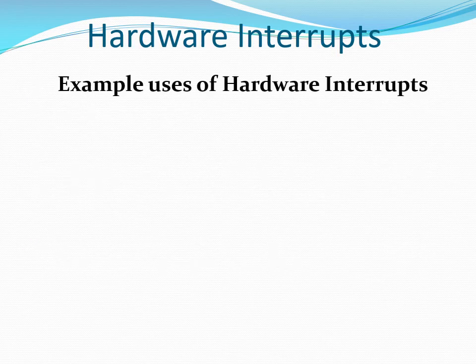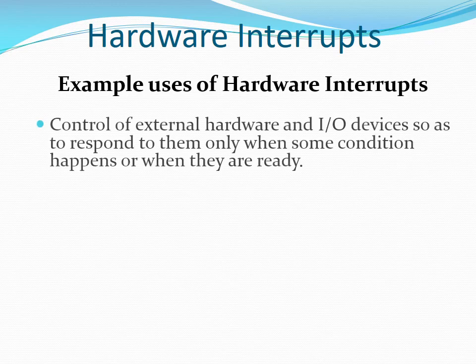Let's look at some uses that we can put hardware interrupts to. 1. Control of external hardware and I/O devices so as to respond to them only when some condition happens or when they are read. As an example, we can arrange a keyboard to raise an interrupt whenever a key is pressed on it. The microprocessor then responds to the interrupt and hence the key that has been pressed.